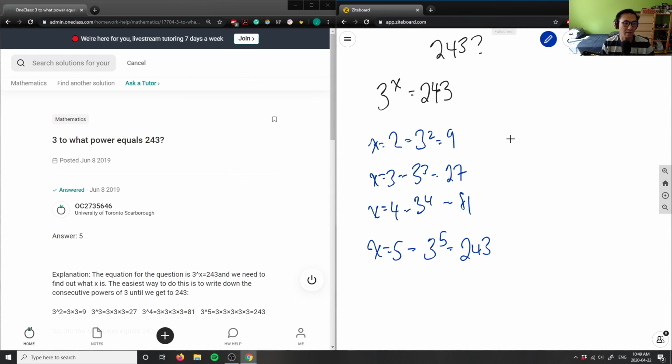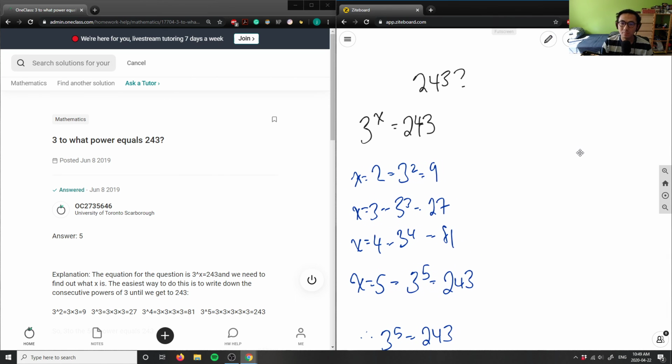So now, because I guessed and checked it, and I know that 3 to the power of 5 is 243, therefore 3 to the power of 5 equals 243. So that here will be my correct answer. That's what this student did here, which is good, because in grade 9 mathematics and in kind of pre-algebra, that's the only way you know how to solve for these exponents, right?